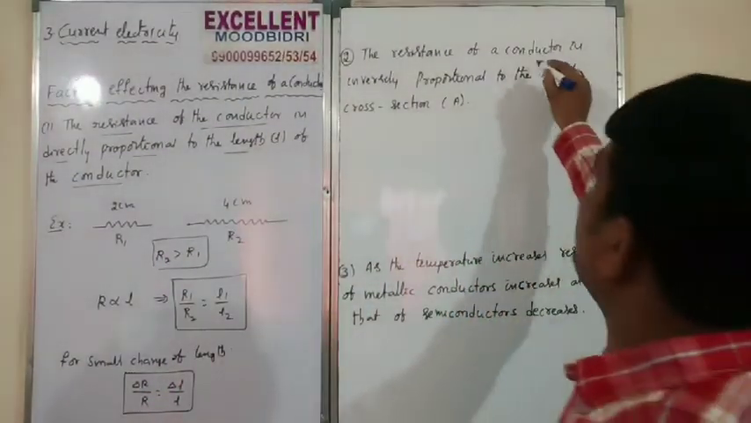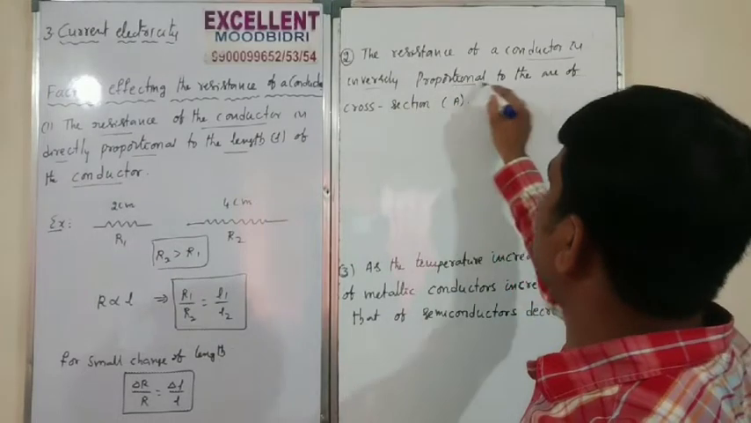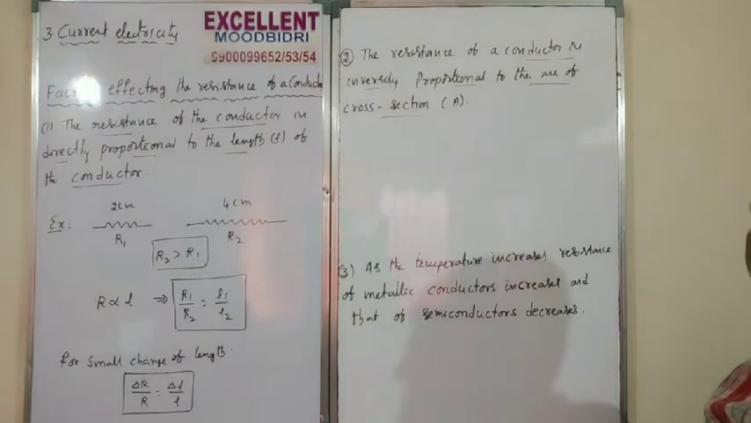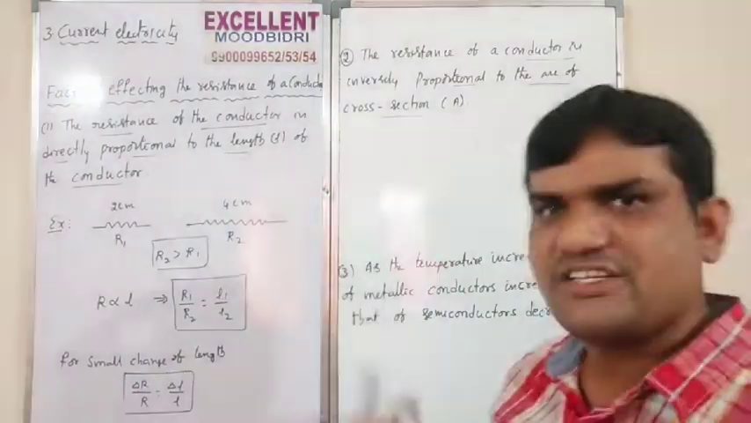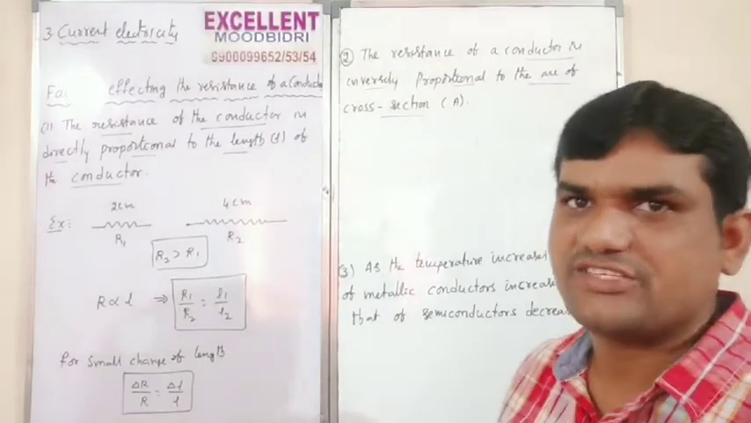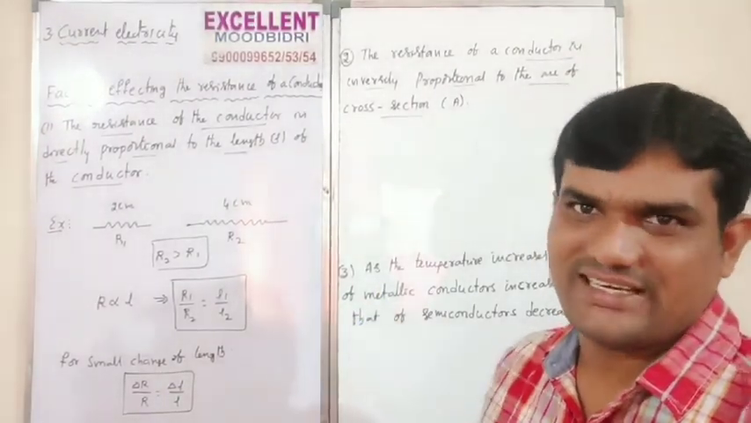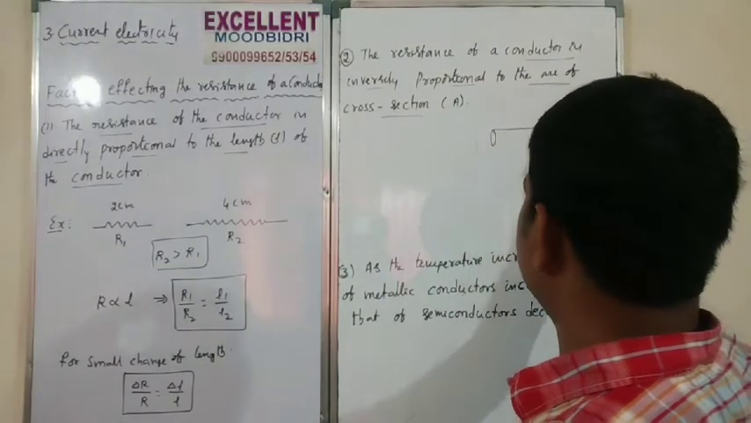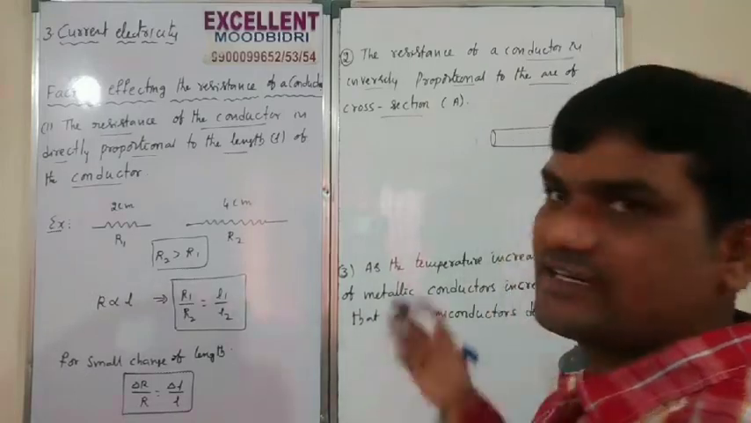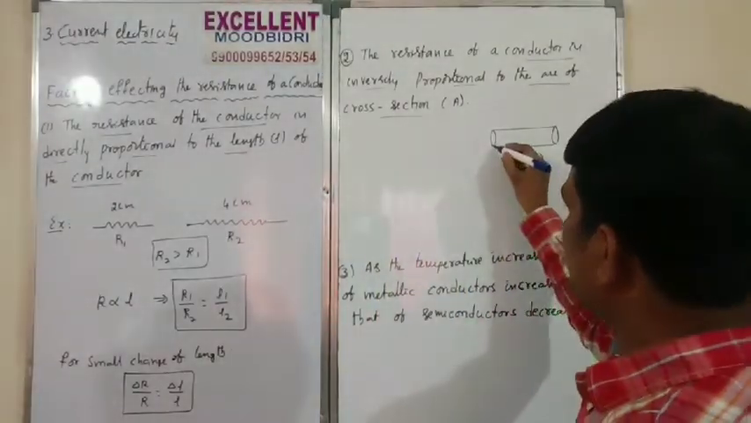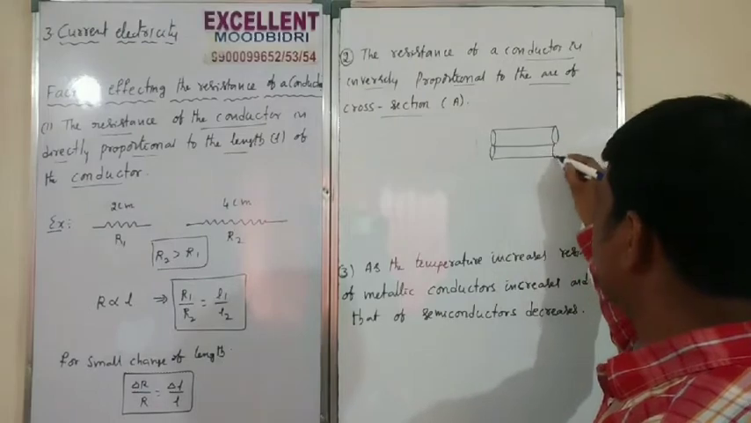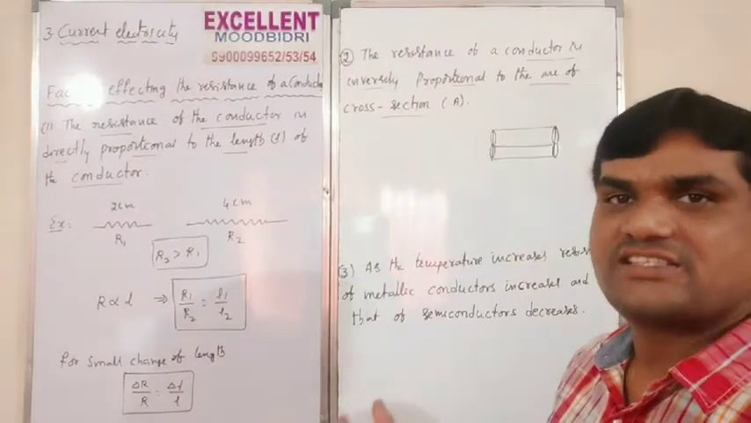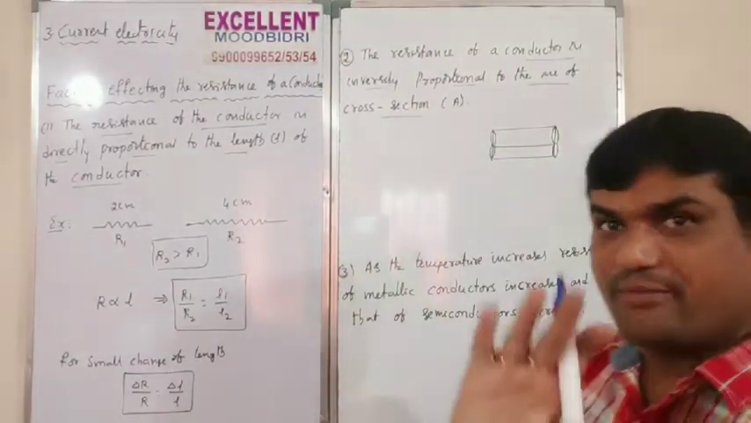So next one. The resistance of a conductor is inversely proportional to the area of cross section. Area of cross section means thickness. If the thickness of the conductor is increased, the resistance power should decrease. Are you clear? So for example here, this is one conductor, resistor. Now I can increase the thickness like that only. So if the thickness is increased, in that case, what happened? The resistance power should decrease. Remember, this one is very important.